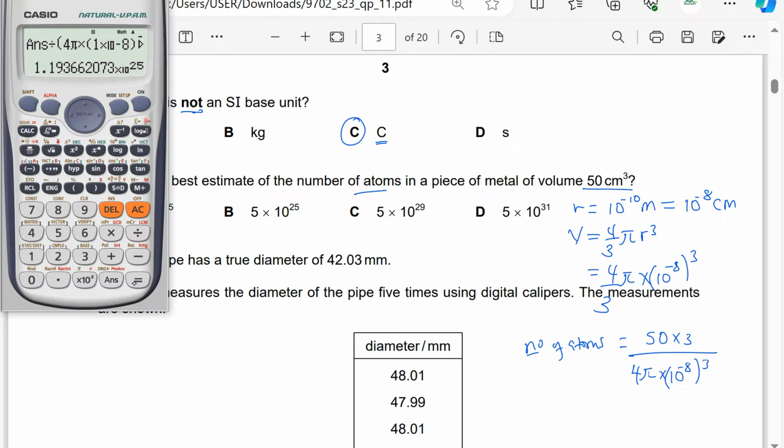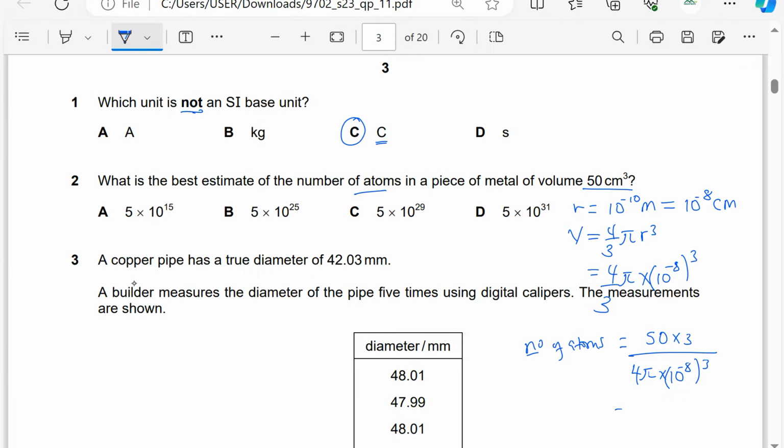So this is giving me 1.19 times 10 power 25. So the power of the answer is 25, and when I look at the answers here, I see that the most appropriate answer is B.